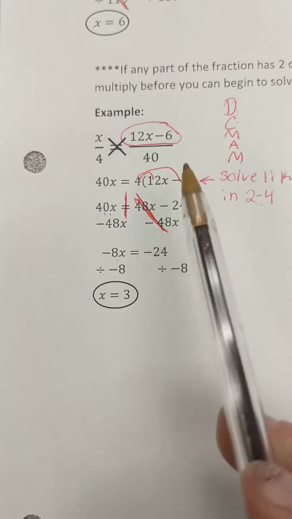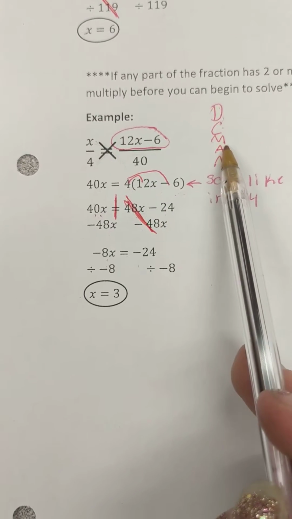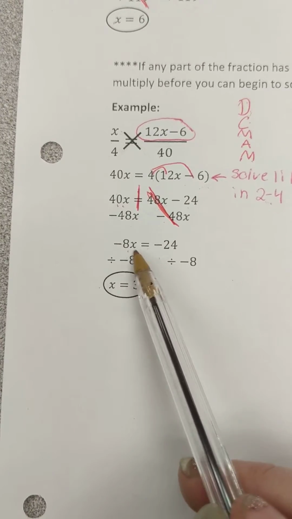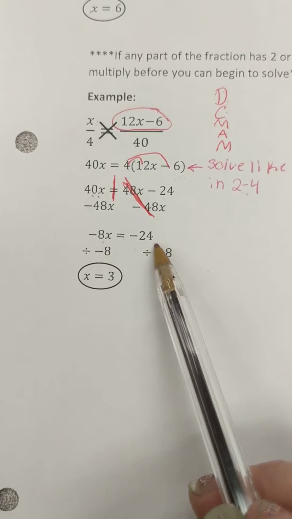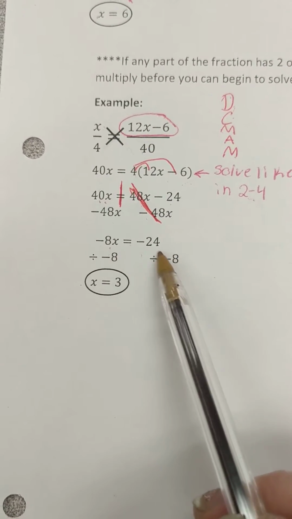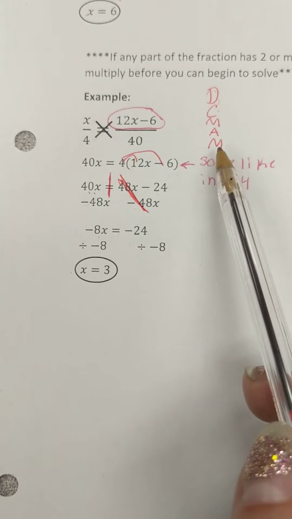Then I'm going to go to my addition or subtraction. If I look in my problem, do I have any addition or subtraction? Nope. So I skip that step.